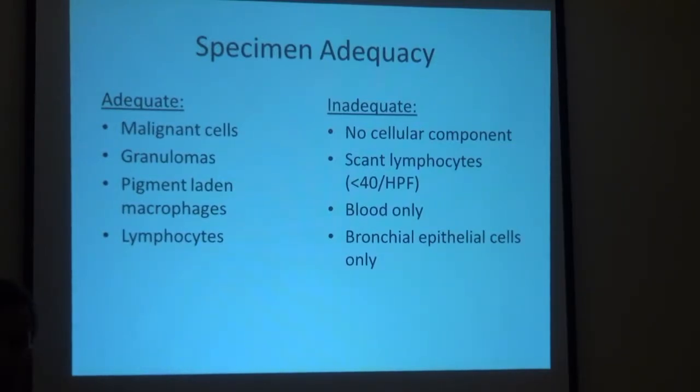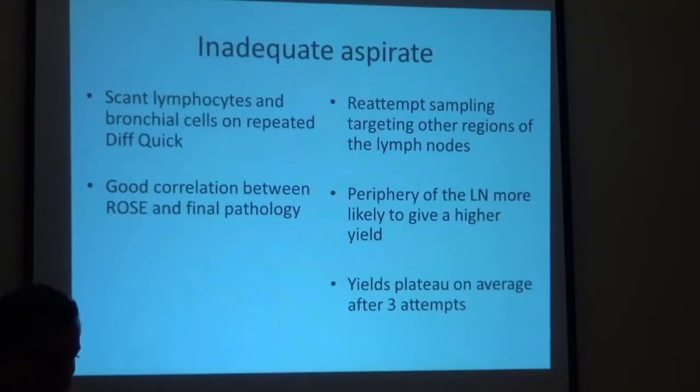Now moving to the last part, you want to get adequate specimens. So what's considered adequate? If you see malignant cells, granulomas, pigment-laden macrophages, or lymphocytes. It's inadequate if there was no cellular component, very few lymphocytes, or bloody only, or if it's full of bronchial epithelial cells. If you're having inadequate aspirates, usually you will learn that by having a cytologist on site. If you don't, then you don't know until the end of the procedure. So you just have to try to resample, targeting different areas of the lymph node.